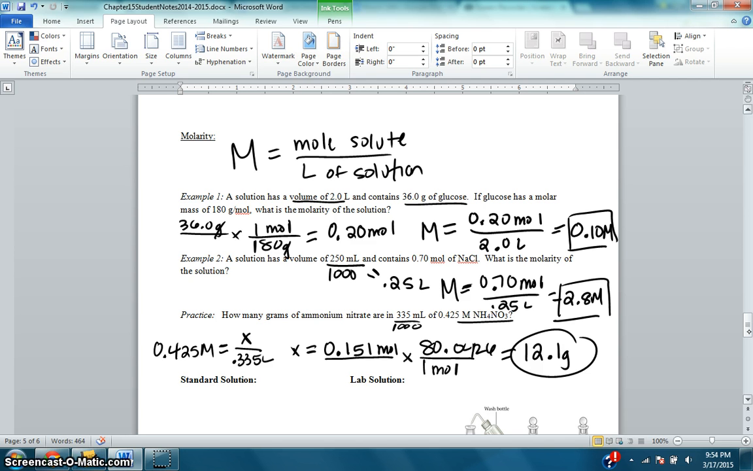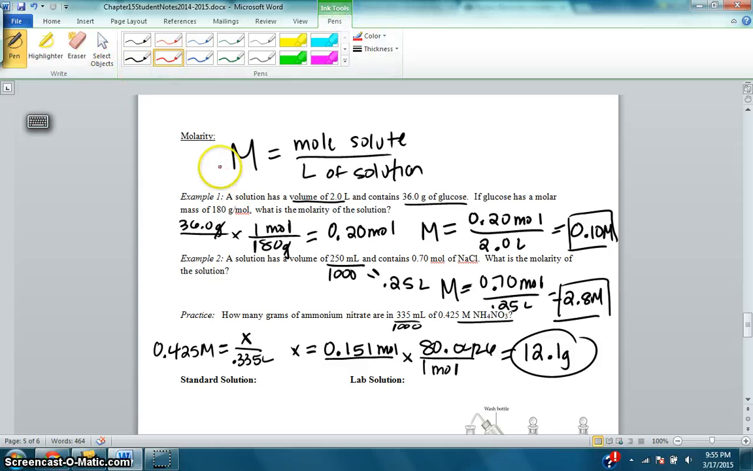So yesterday we used an online simulation that helped us understand what is meant by this equation here, the molarity equation. Molarity is represented by the big letter M, and what it tells us is how many moles of solute we have in a certain liter of solution.